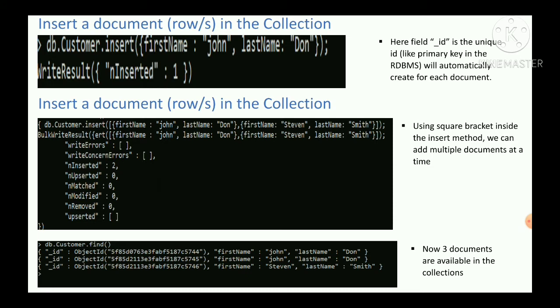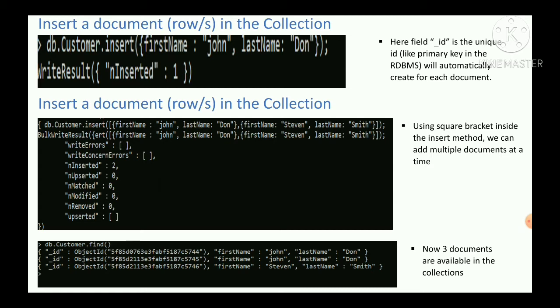I'm going to insert a record into the customer collection. To insert the record, I give the command db.customer.insert with the first name and last name. These are the two fields created in the customer collection, and the values are: for the first key, the first name is John and the last name is Don. I just give it, and it creates one record. It shows the result nInserted: only one record was inserted into the collection.